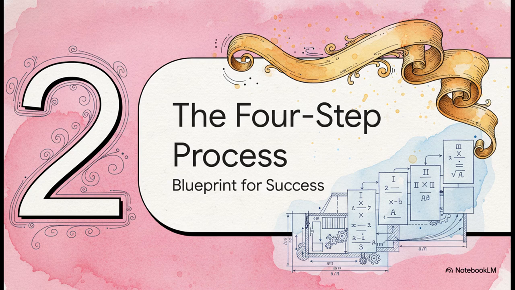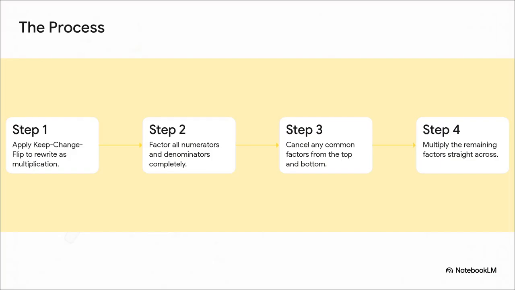Okay, now that we have our golden rule down, let's build out our four-step blueprint for success. This is the process that's going to guide us to the right answer every single time. So here's the plan. Step 1, and you always do this first, is apply keep, change, flip. Just turn that division problem into a multiplication problem. Easy. Step 2, you have to factor everything you can. And I mean everything. Every single numerator and every single denominator.